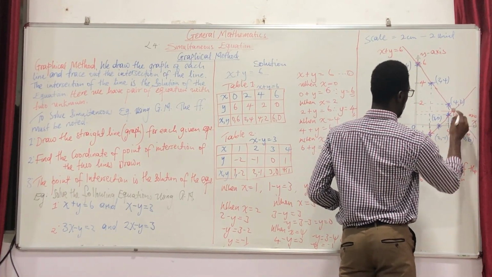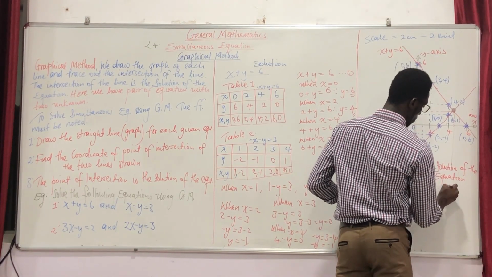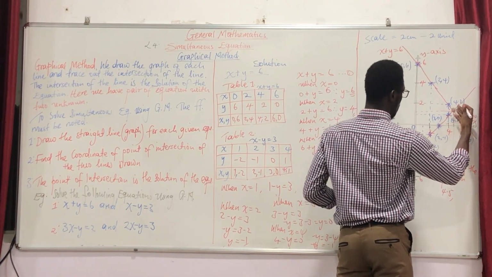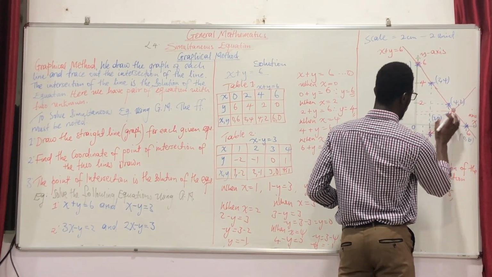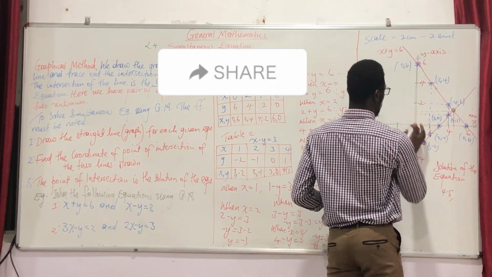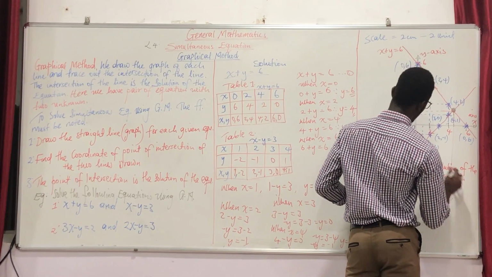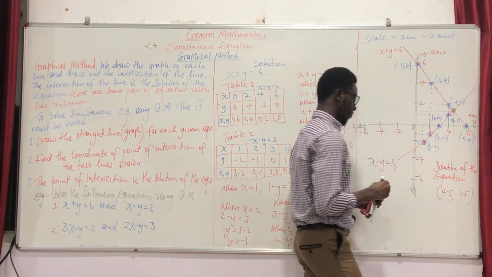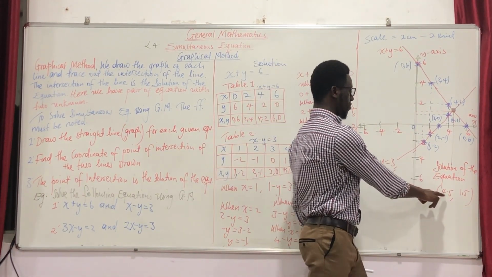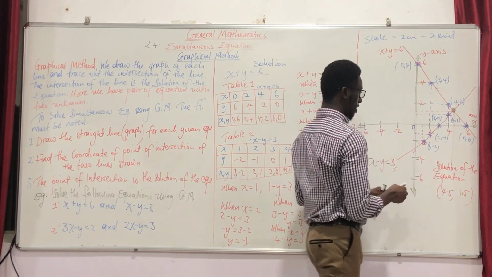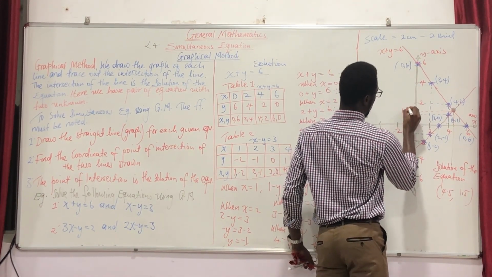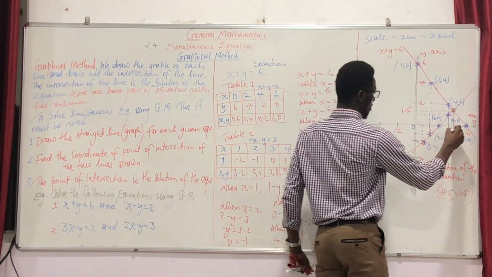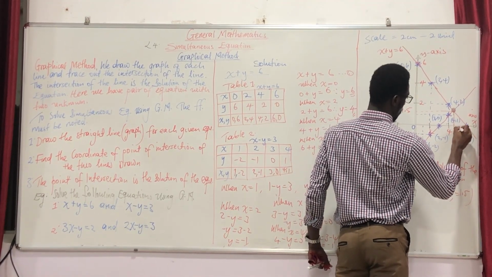Let's say this is between 4 points. You can say 4.5 for the x, maybe this one will fall between 5, and this y will be 1.5. Therefore, the solution of this equation is x is 4.5 and y is 1.5. At this point of intersection, y is 1.5, and x is 4.5. Just assume this approximates.